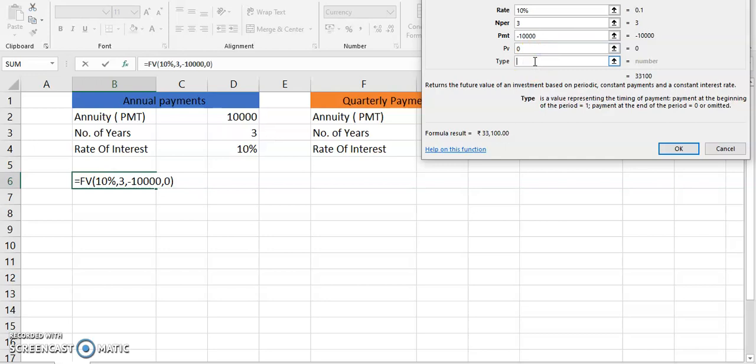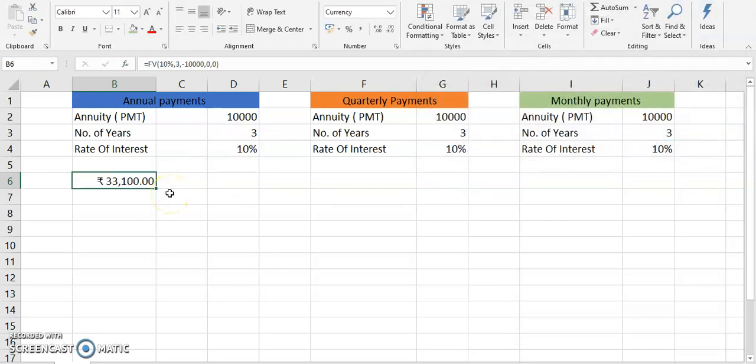Type. 1 represents that the payment is made at the beginning of the period. Type 0 says that the payment is made at the end of the period. Annuity payments are made at the end of the period, so we will put 0. Now the future value at the end of the third year is 33,100 rupees.